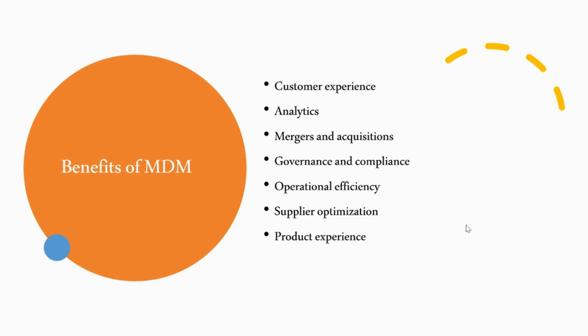Then product experience, right? So if we have MDM in place, we have product master data management or product information management as one of the streams of MDM, where we manage the product data, where we create structures for the product data. We'll see how we want to display that product data on our websites and all. So that is also one of the streams of master data management. So these are some of the benefits of why we should use master data management.